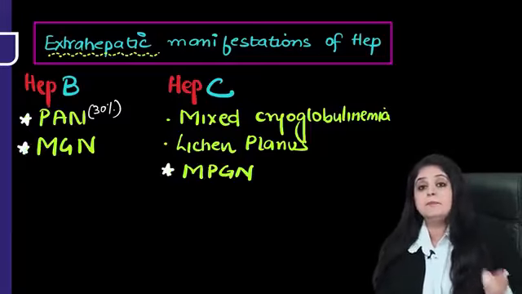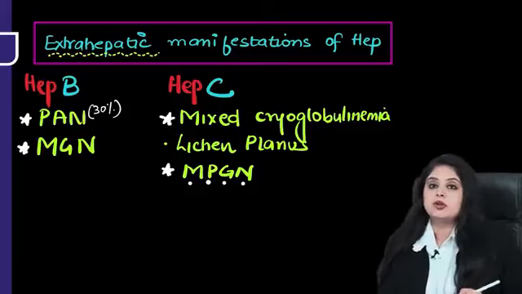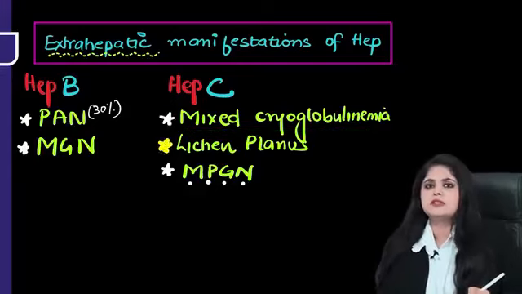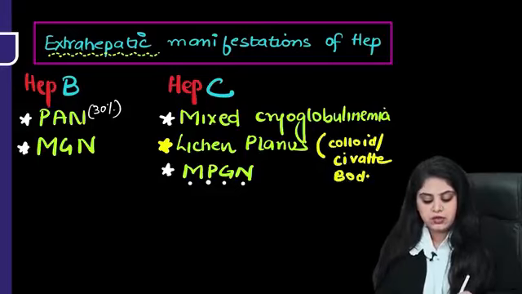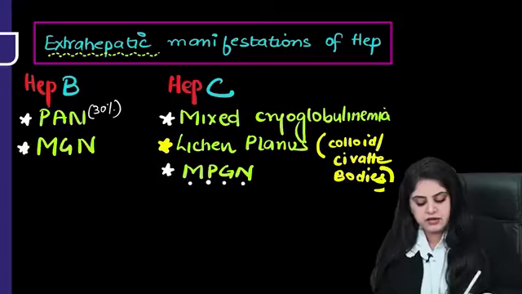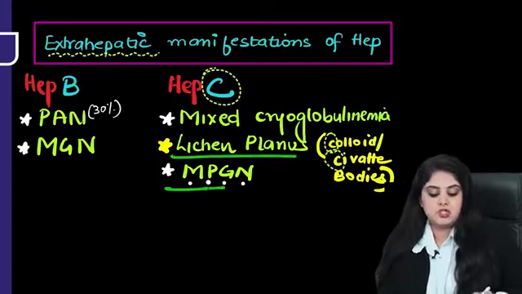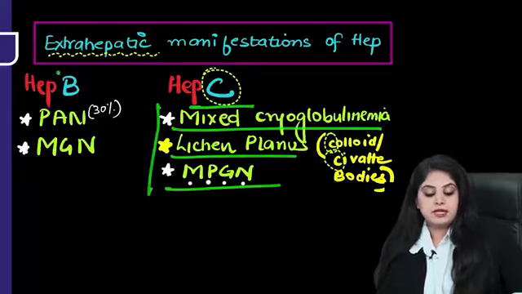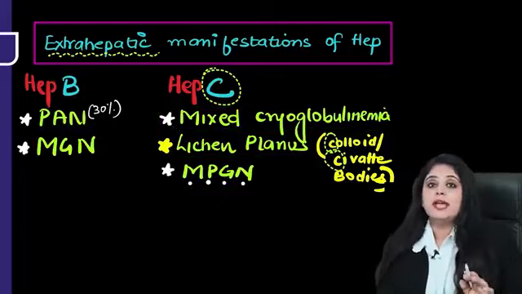Whereas if you add MPGN, membranoproliferative glomerulonephropathy, you add a hematological disorder called mixed cryoglobulinemia and a skin disorder, very famous, lichen planus. What is it about dermatology? What bodies do you see in lichen planus? Do you see the colloid or the cuvette bodies in lichen planus? Yes. So remember, colloid or the cuvette bodies in lichen planus start with a C and they are also associated with hepatitis C. So lichen planus in the skin, MPGN in the kidney, mixed cryoglobulinemia in the hematology, these are all hepatitis C things. Hepatitis B goes with PAN and MGN. That's about it. And that wraps up all of your hepatitis chapter.